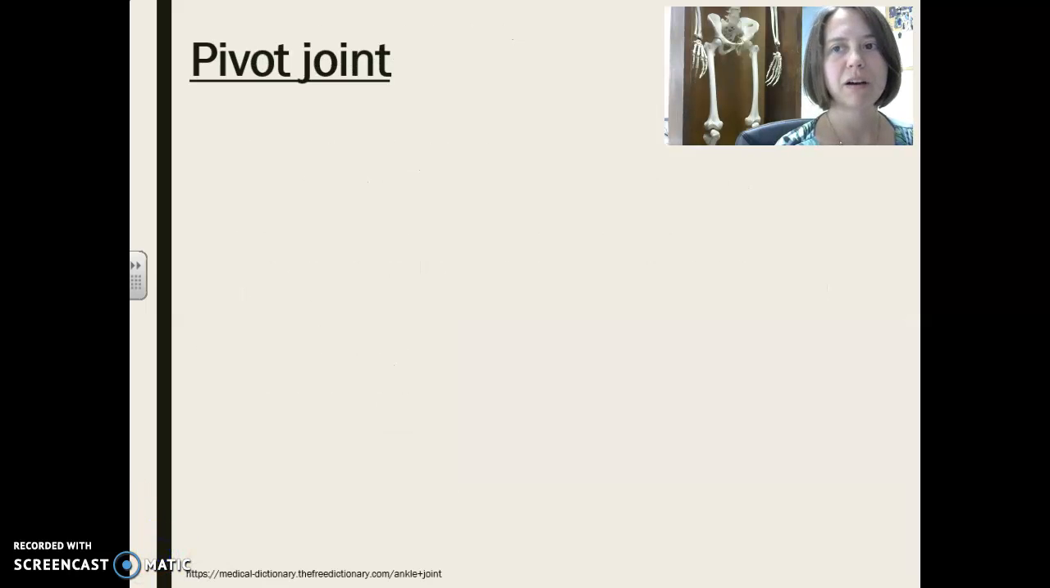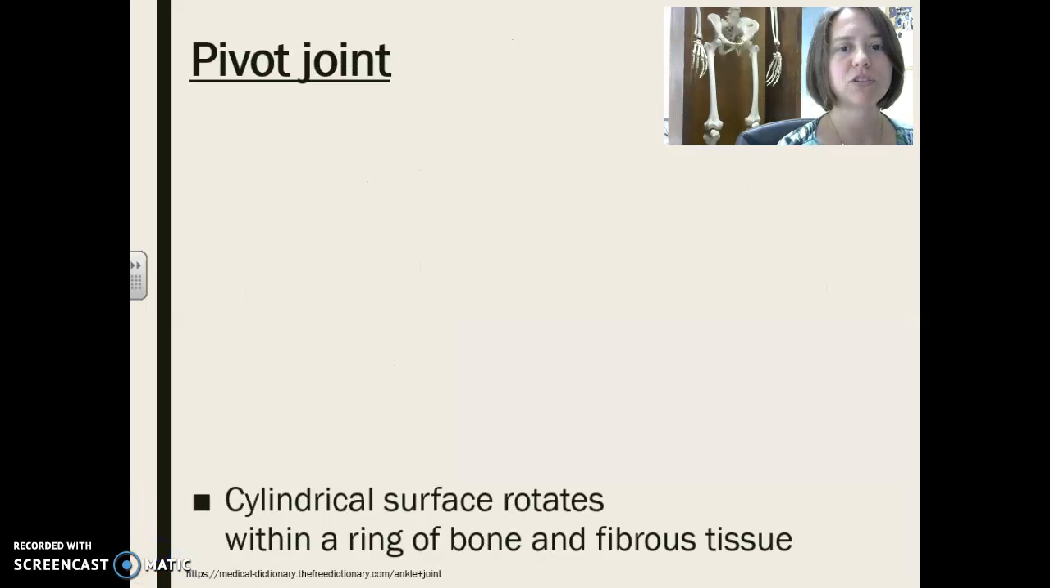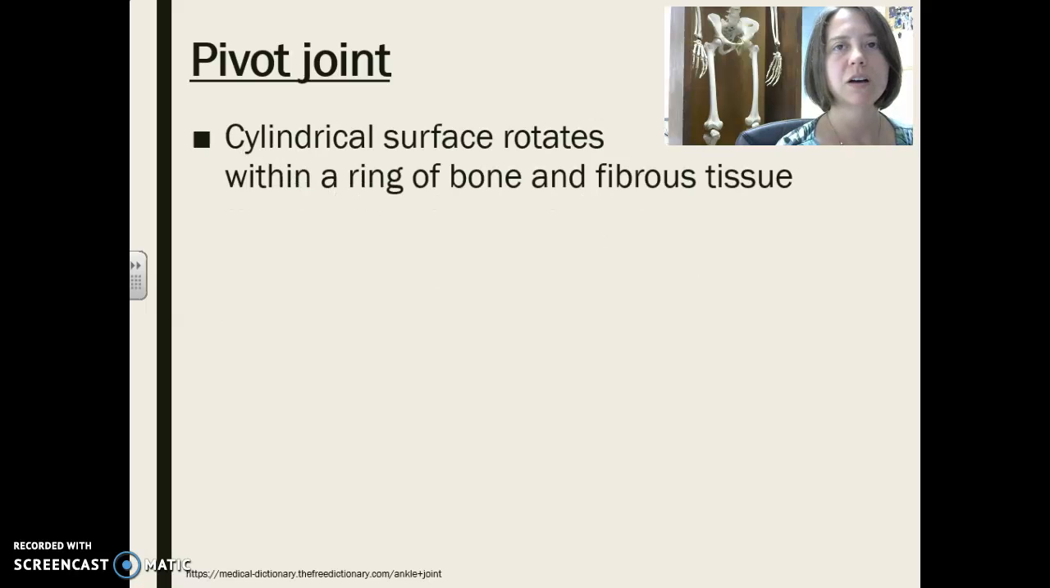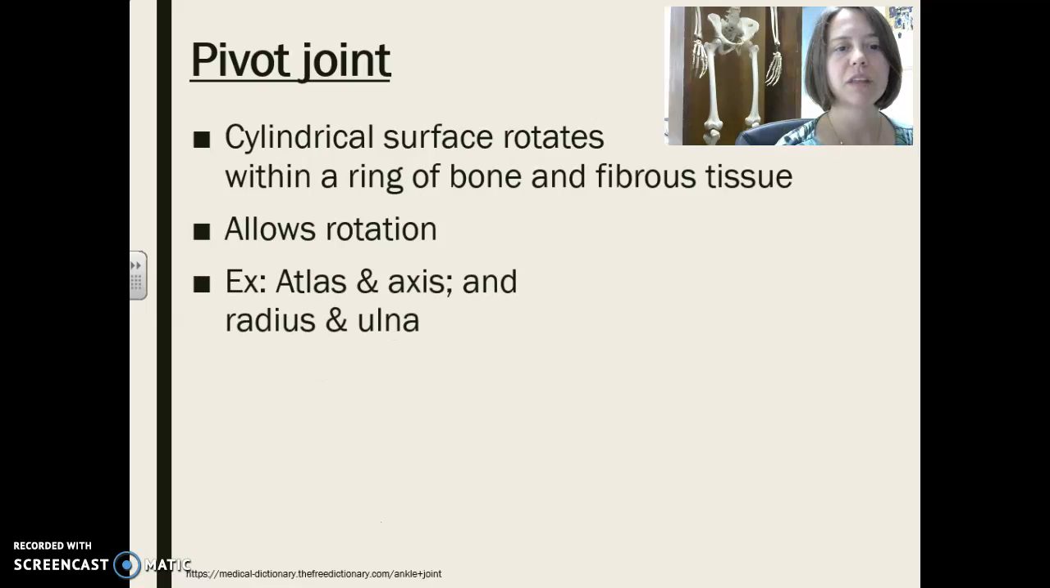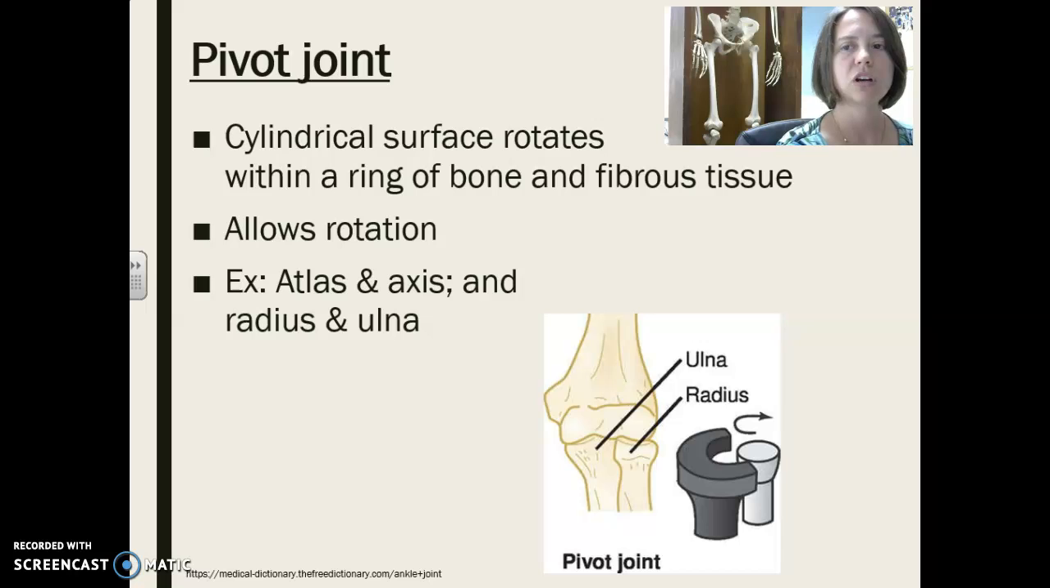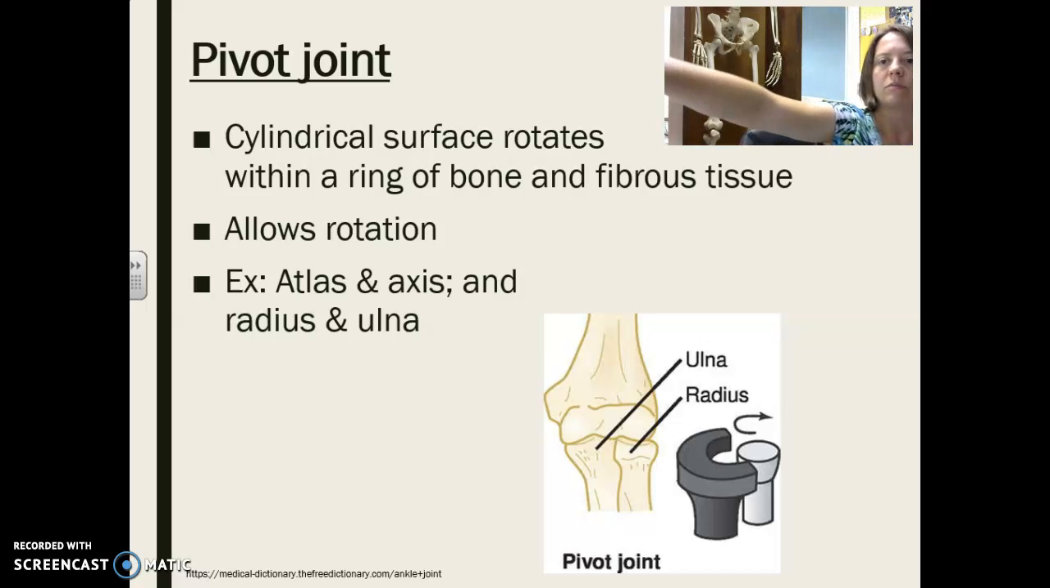A fourth type of synovial joint is the pivot joint. This consists of a cylindrical surface which rotates within a ring of bone and fibrous tissue. And the movement that it allows is rotation. Two examples are the atlas and axis, which allows rotation of the head, and the radius and ulna, which allows rotation of the lower arm.